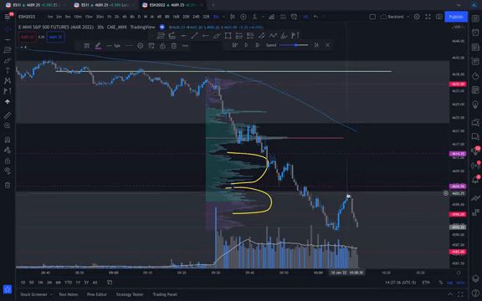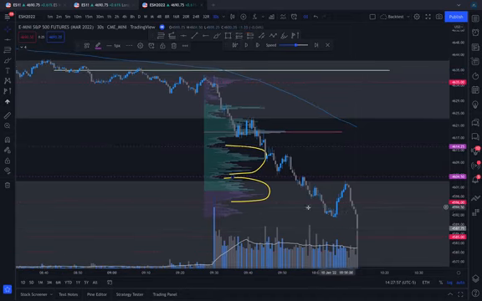So scaling in is part of my training plan, and I have rules around it, like a maximum number of contracts that I'll scale into, and also a line in the sand where if my bias shifts, I have to get out of the trade, right? So you've got to have rules if you're going to scale in, or you can really burn yourself.